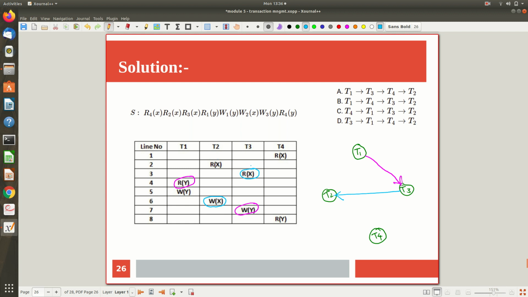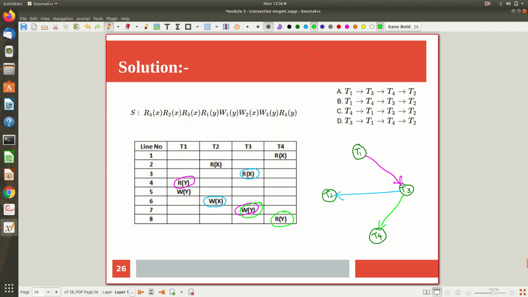Now similarly, between T3 and T4, is there any conflicting operation? Yeah, you can see this. With respect to this x, there is nothing conflicting, but with respect to this y, W of y, a write operation, and a read on the same data, write to read on the same data. So I have a conflict from T3 to T4, because that operation in T4 is following the corresponding operation in T3. So I have an edge from T3 to T4.